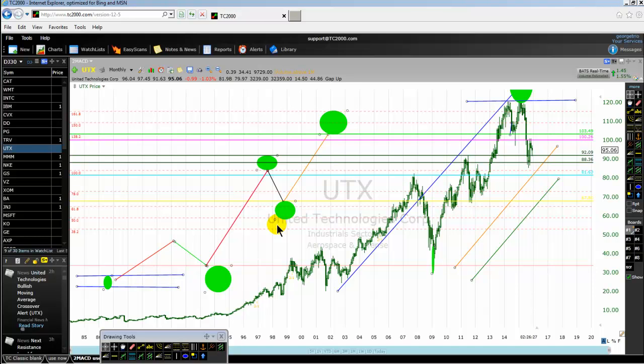Let me say this again. If the 1st wave is not extended, the 3rd wave is not extended, there's a high chance that the 5th wave will be extended. Okay? If the 4th wave is prolonged, there's a high chance that the 5th wave will be extended.